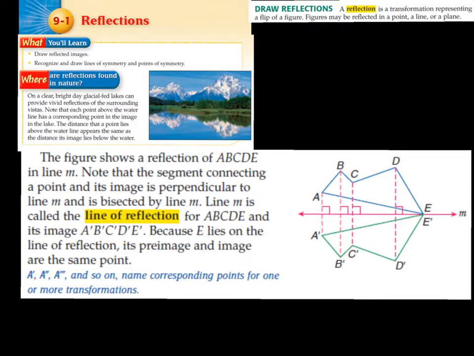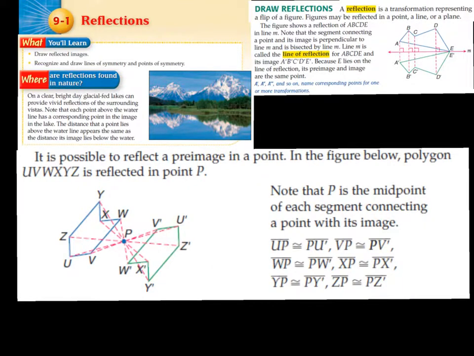And they add little marks for each time you do another transformation to the same image. It is possible to reflect a preimage in a point. In the figure below, a polygon UVWXYZ is reflected in point P. Note that P is the midpoint of each segment connecting a point with its image.